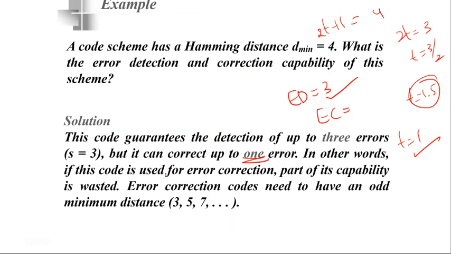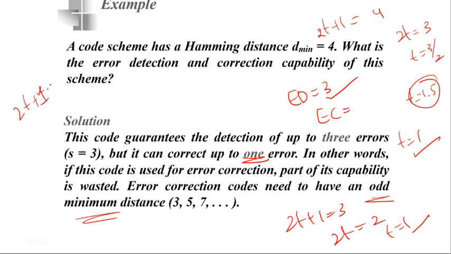In other words, if this code is used for error correction, part of its capability is wasted. Why? Because for error correction, we need to have an odd minimum distance. Because 2T plus 1, if it is 3, then 2T is equal to 2 and T is equal to 1. That is, it can correct up to one error. If 2T plus 1 is equal to 5, then 2T is equal to 4, T is equal to 2. Here, when the minimum distance is 5, it can correct up to 2 errors. So for the error correction capability to be effectively used, we need to have odd minimum distances. If it is even, then some part of its capability is wasted.